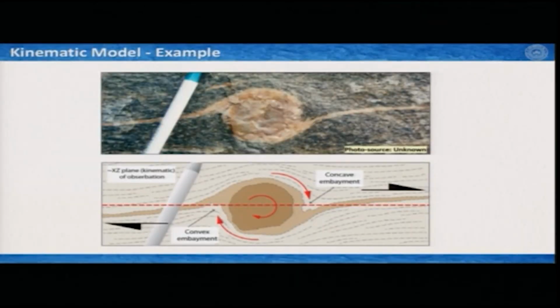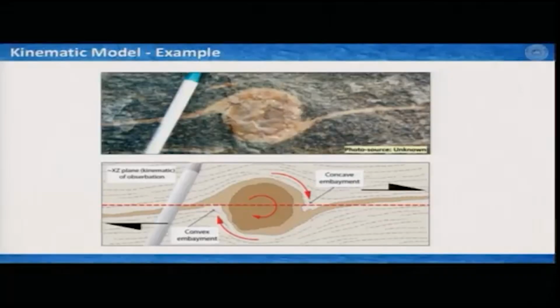Let us look at the kinematic models. As I said, kinematic models are one step advanced from the geometric models, because after constructing the geometry, the kinematic model includes the relative displacements and motions of the observation we are making. Now, what we see here in the top photograph is a very classic structure that we commonly observe in a ductile shear zone. We will learn about it later. This is known as a delta structure.